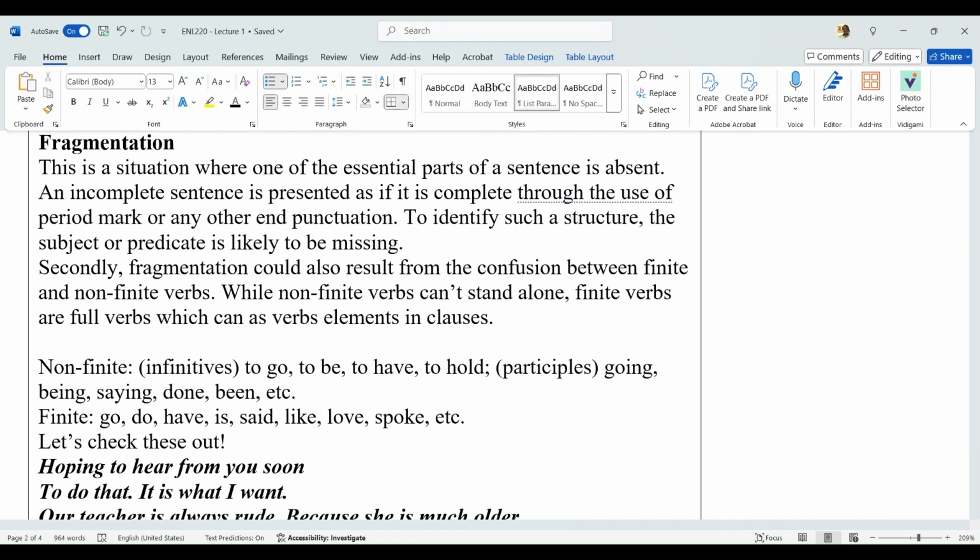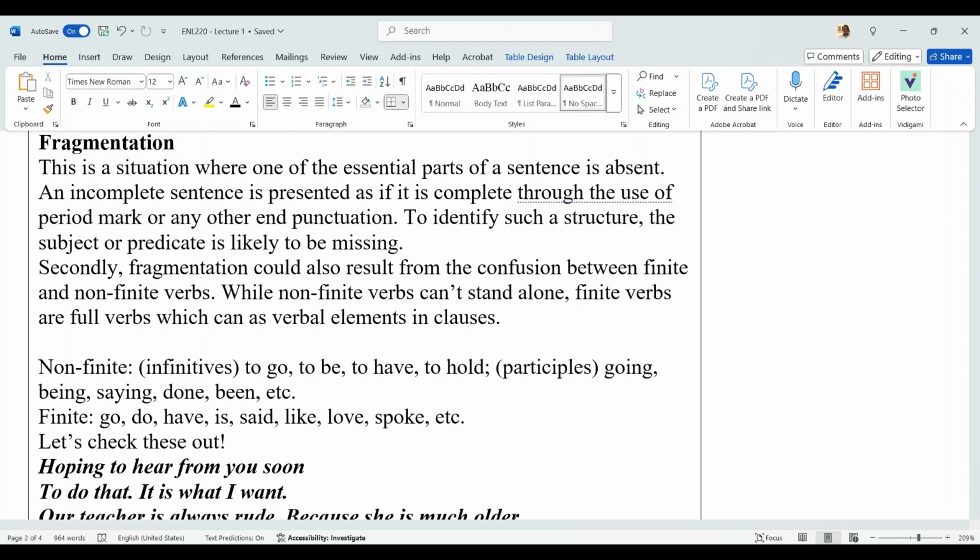Now, why can't non-final verbs stand alone? Final verbs are full verbs which can act as verbal elements in clauses. So let's look at examples here. What are the examples of non-final verbs? We have infinitives: to go, to be, to have, to hold. Then you have participles: going, being, saying, done, been.